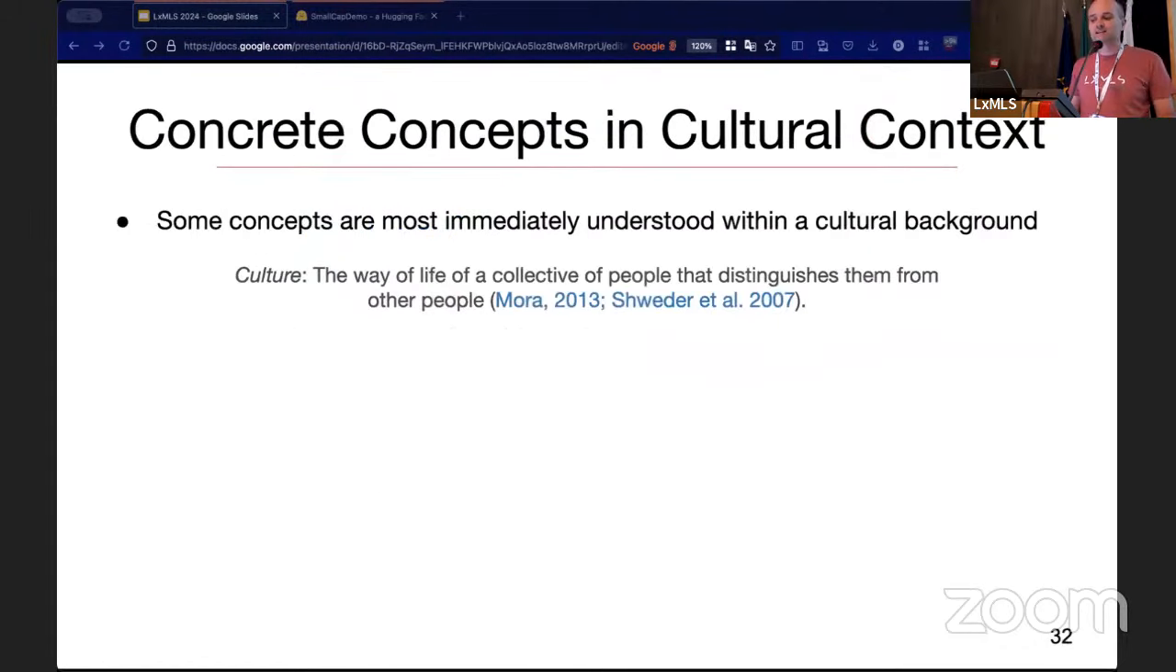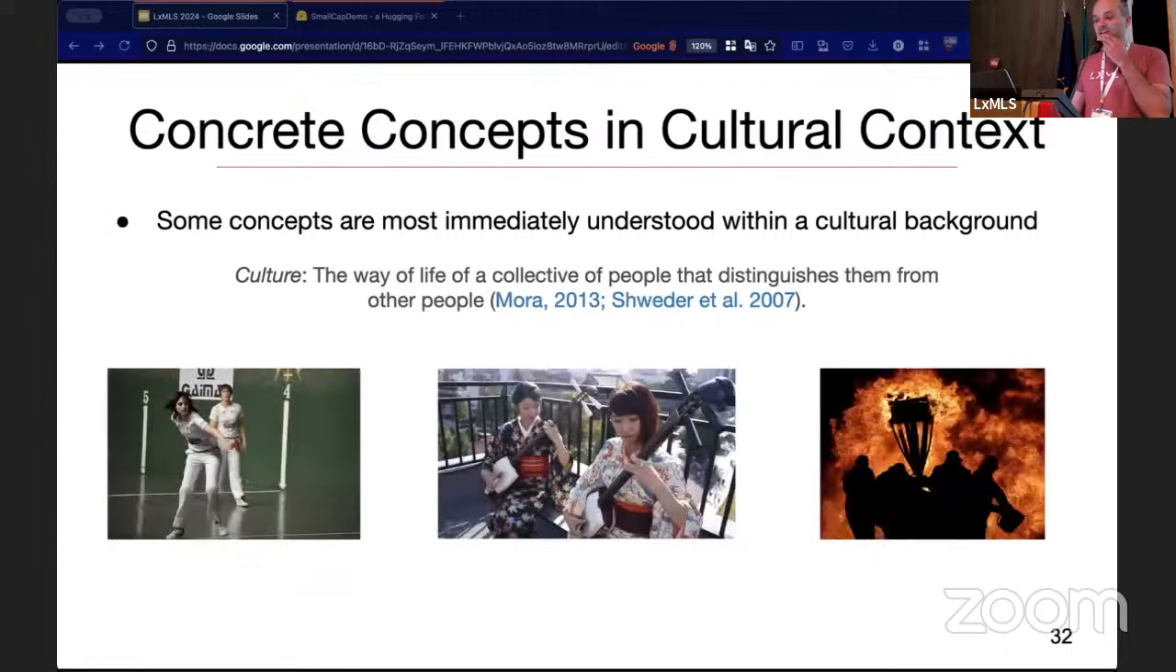Our background for starting on this is that some concepts are most immediately understood within cultural contexts. If we define culture as the way of life of a collective of people that distinguishes them from others, then we can take a sample of 3 images and try to determine if we actually know what these represent. So we take the first image here on the left. Does anybody know what this is?